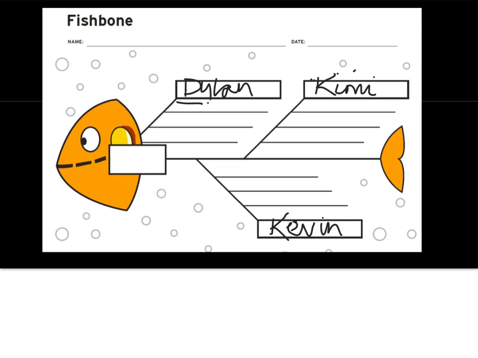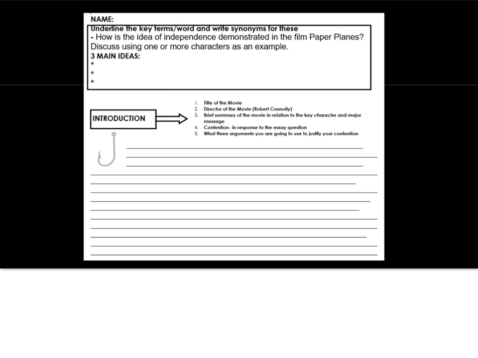The lines here are designed for you to find or select at least 3 pieces of evidence or examples from the film for each of these characters that demonstrate their independence. So you're looking for the best evidence available from our research and our viewing of the film for the second time. After you have created your fishbone graphic organizer and you've got your 3 pieces of evidence or your examples for each of your characters for your 3 body paragraphs, it's time to write.